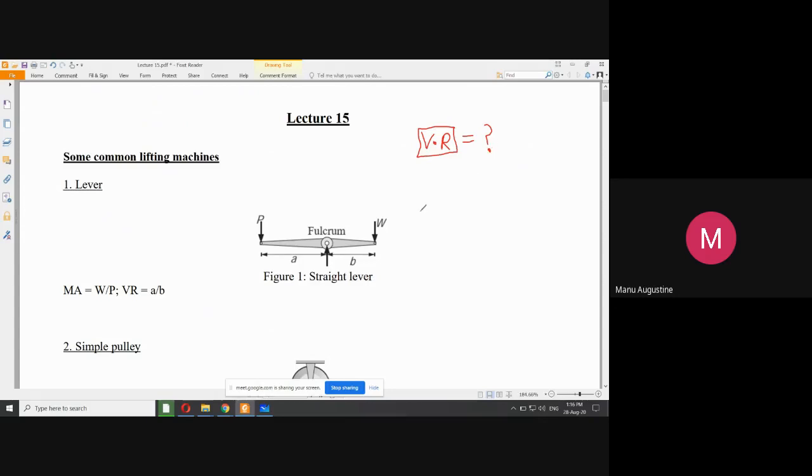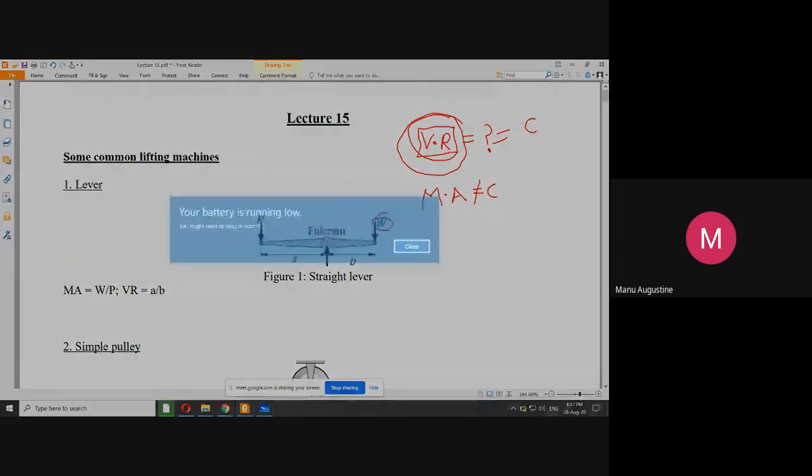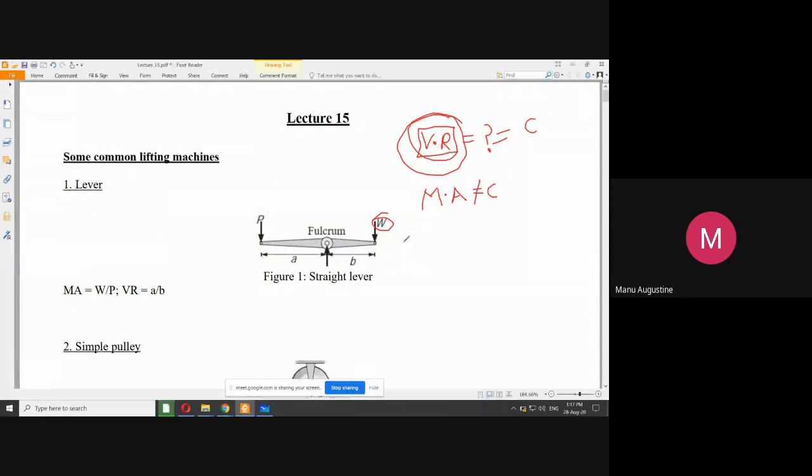Because in the previous lecture, I already explained to you that mechanical advantage is not constant for any machine. It changes with the change in load value. But on the other hand, velocity ratio for a given machine is constant. So velocity ratio is a fixed entity for any given machine. That is why for any machine setup, we are interested to know the velocity ratio of that machine. And with the help of velocity ratio, we can work out a lot of things that can be done with that machine.